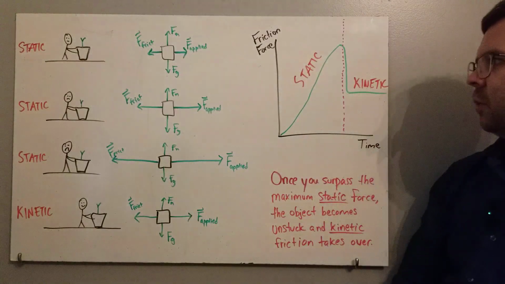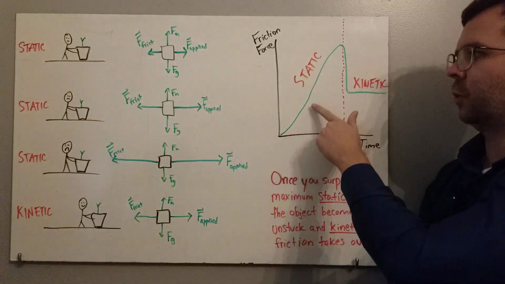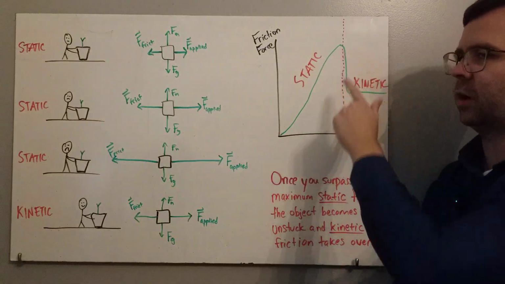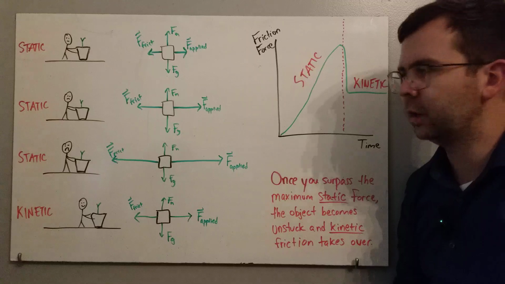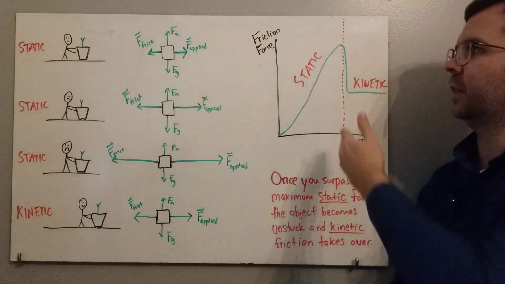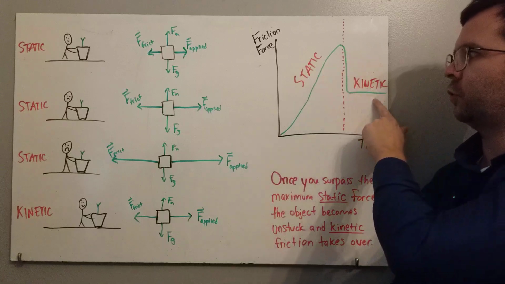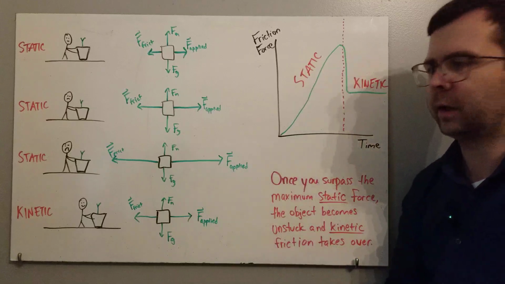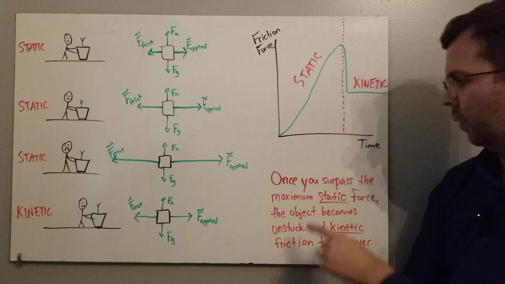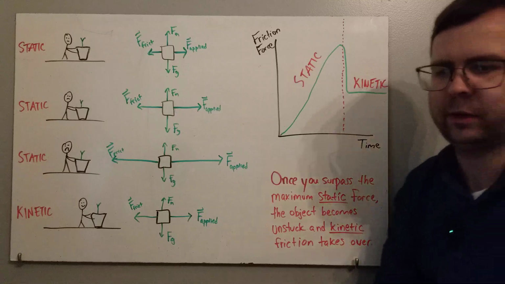So showing that on a graph over here of frictional force over time, the static frictional force will continue to rise and rise and rise as long as you're continuing to push on it. But eventually there's a moment where it becomes unstuck, and that's this dotted line here. And when it becomes unstuck, the frictional force will drop to a lower level, and we call that kinetic friction. So once you surpass the maximum static force, the object becomes unstuck and kinetic friction takes over.